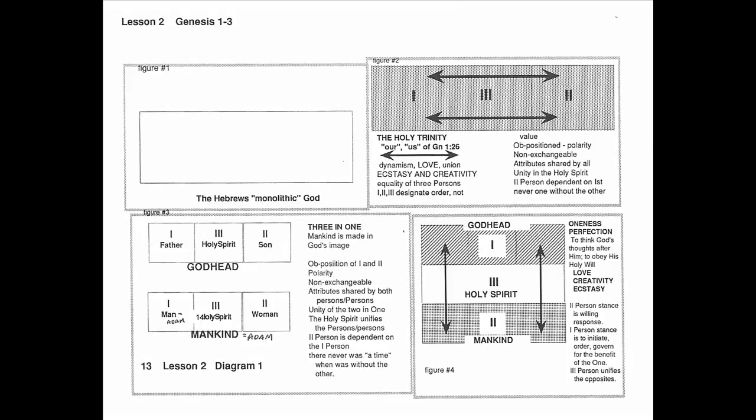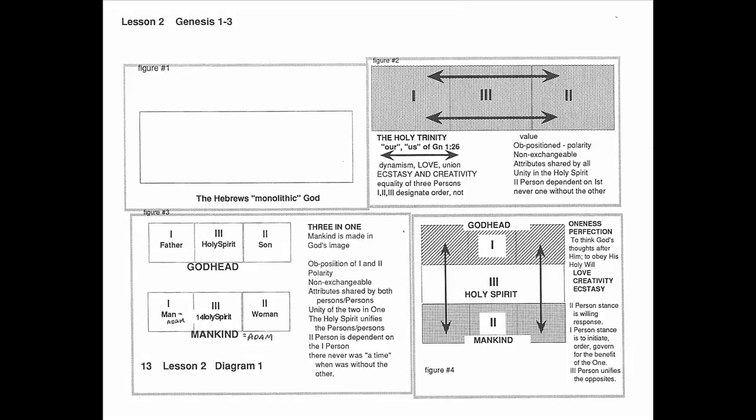Then we move to Figure 3. There again we have the Godhead, Father, Son, and Holy Spirit, three in one. But now we have another rectangle divided into three, and it's named mankind or Adam. Mankind is made in God's image, a first and second person united in the Holy Spirit. We see this in the marriage altar at the Catholic Church, where the man and woman are joined by the Holy Spirit for a truly sacramental marriage.